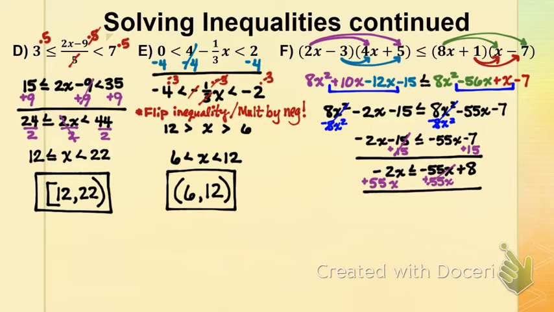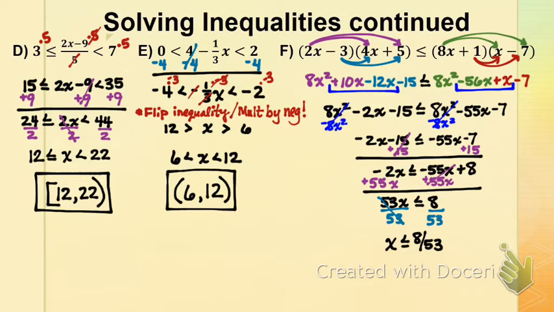So that would give me 53x is less than or equal to 8. Divide both sides by 53. Can I reduce 8 over 53 at all? Nope. So I have x is less than or equal to 8 over 53. But I need to write this as an interval.